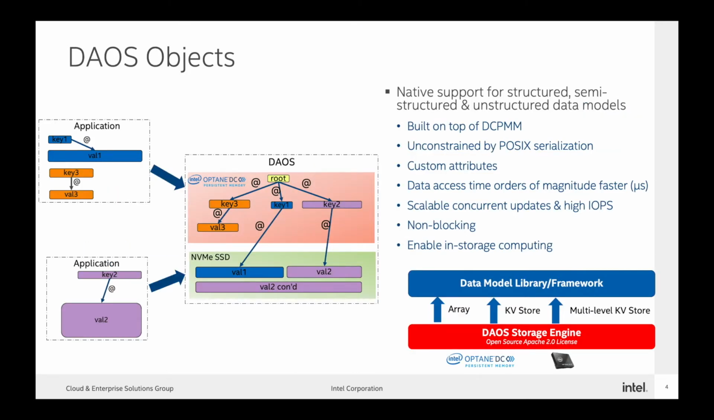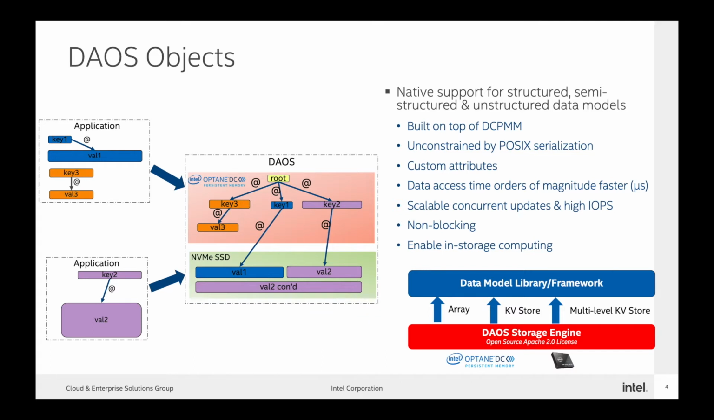And down in a container, you can have many DAOS objects. The idea here is that POSIX is not the foundation anymore of the DAOS storage stack. We provide a rich data model that exposes a multi-level KV store, and from that it can also have a flat KV store. We can have an array interface that's all available for the application to use.